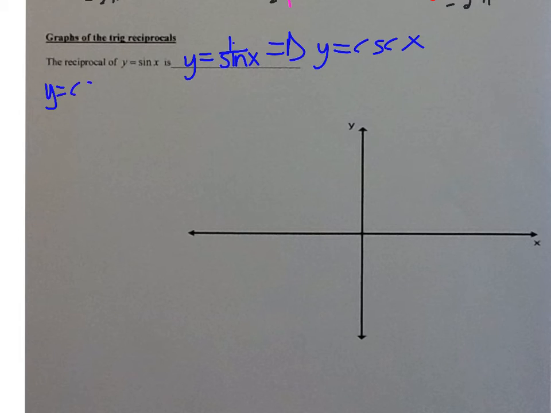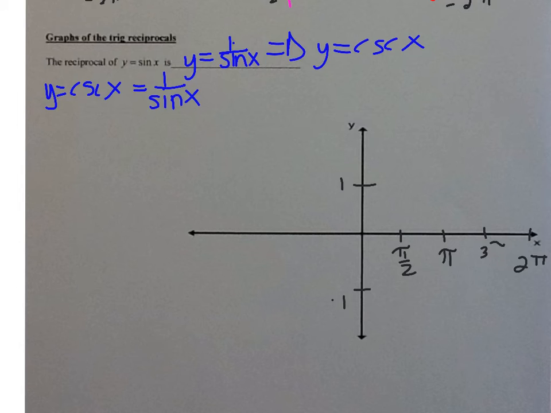We're graphing y equals cosecant x, but we don't have a cosecant button on the calculator, so we're going to graph 1 over sine x, which is cosecant x. Before we do that, I just want you to label your axes. So we're going to have 1 and negative 1 here. This would be 2 pi, pi, pi over 2, 3 pi over 2, negative 2 pi, negative pi, negative pi over 2, and negative 3 pi over 2.